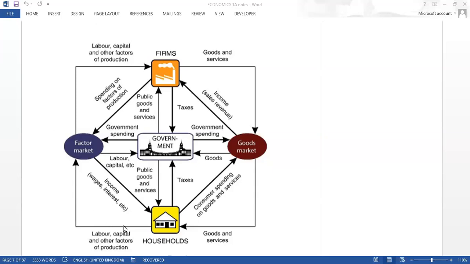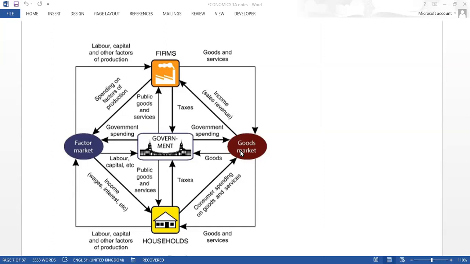Then, as these firms would have collected these resources, they provide them to the households in what is referred to as the goods market. They provide them in the form of goods and services. So in the goods market, firms provide goods and services which are required by the households in order for them to meet their needs and wants, which we understand in economics are unlimited. All right, so this interdependence amongst these participants within such a market would create what we refer to as an economy.